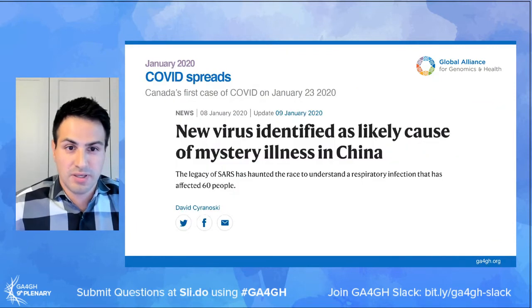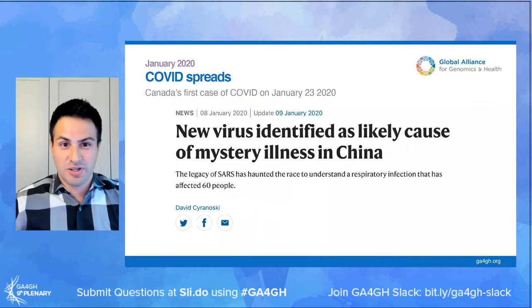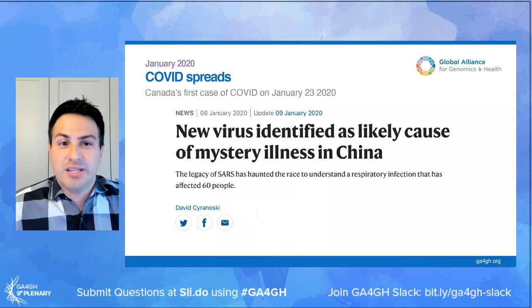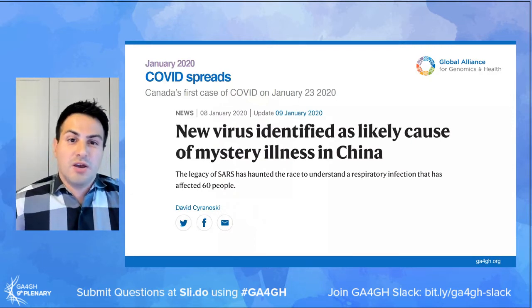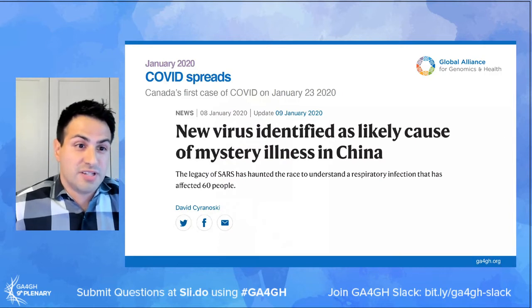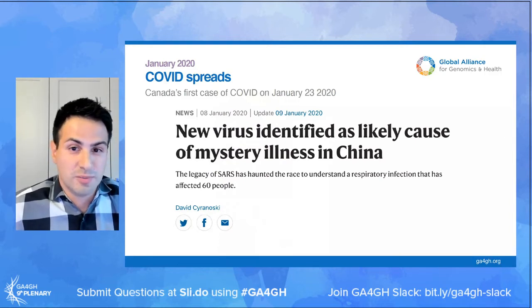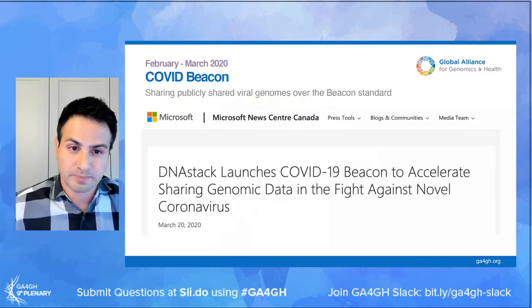Next slide. So in January 2020, when COVID was beginning to spread, we immediately thought to ourselves, tracking variants is going to be important. Why don't we repurpose the standards and technologies we built for human genomes as part of GA4GH to viral genomes? Next slide.